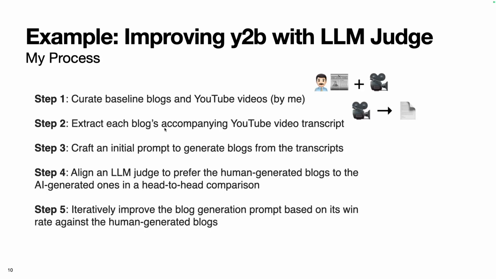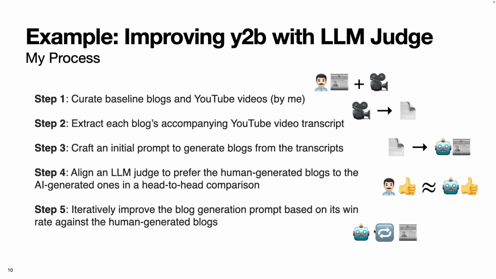Next, I extracted the transcript from each of the videos in this baseline. Step 3 is that I wrote an initial prompt, a starting point, to generate blogs from the transcripts. Step 4 was the alignment process. So I aligned the LLM judge to my preferences, which was basically preferring the human-generated blogs to the AI-generated ones in this head-to-head comparison. And then step 5 was to iterate on the prompt I wrote in step 3 to systematically improve it based on the win rate against the human-generated blogs.